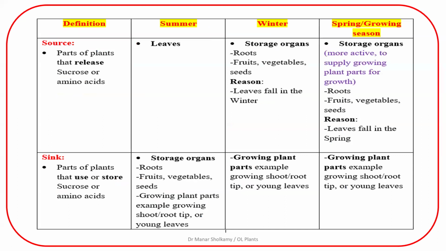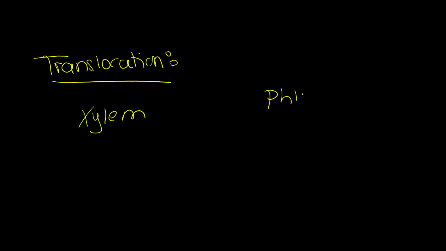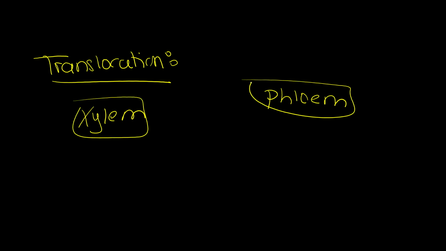Now, first, we want to revise what is translocation. Who will remind me what is translocation? A quick reminder, we have 2 transport tissues in the plant. We are still talking about plants. We have the xylem and we have the phloem. And we studied their structures last class and we compared them. And we also mentioned their functions. What does the xylem transport? What are the functions of the xylem? Transport of water and mineral ions.